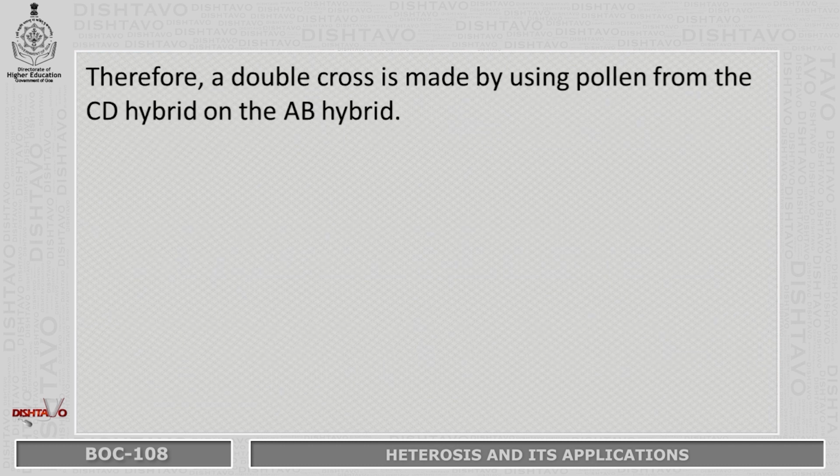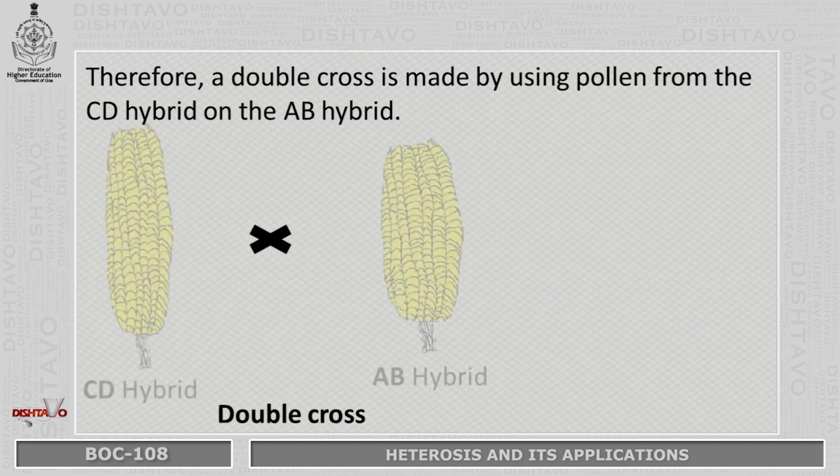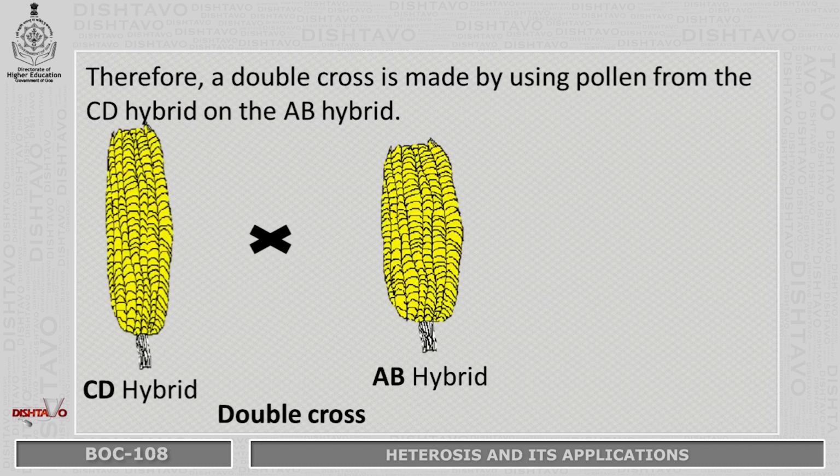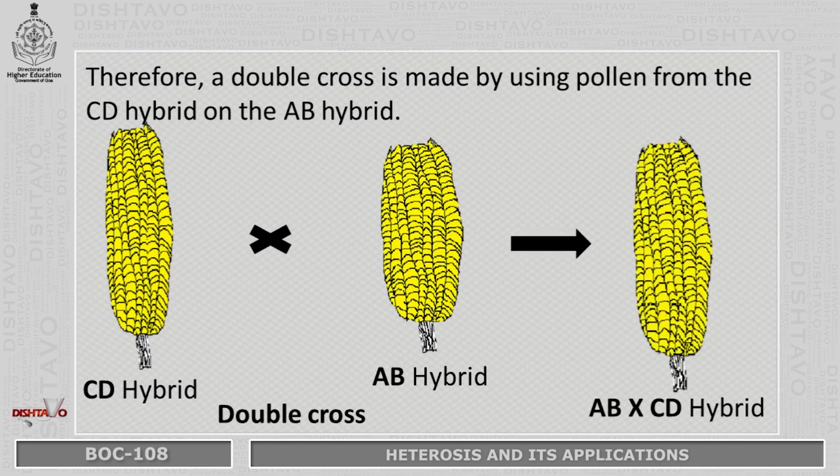Therefore, a double cross is made by using pollen from the CD hybrid on the AB hybrid. So, a double cross was carried out between the CD hybrid and the AB hybrid, which yielded a hybrid of ABCD, which had hybrid vigor much higher than the hybrid CD and hybrid AB.